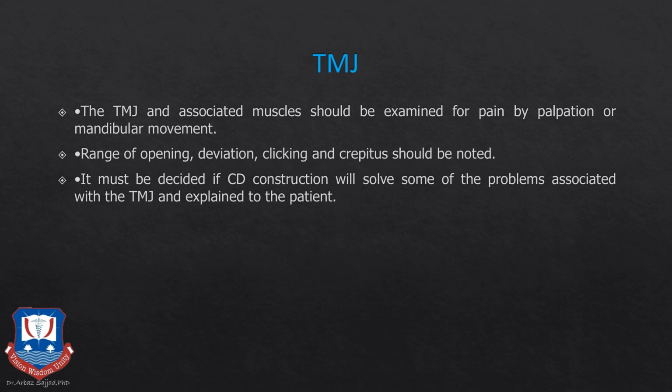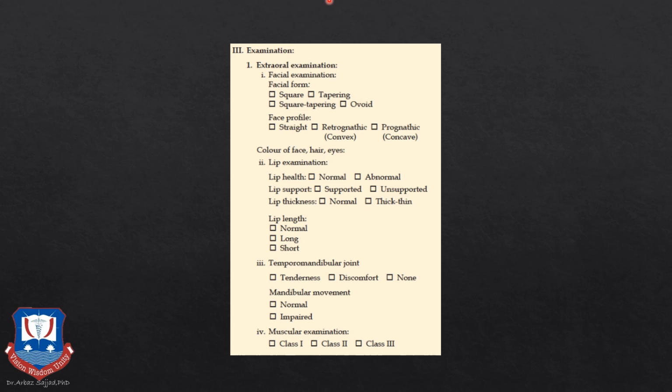Coming to the third external examination, that is, examination of the temporomandibular joint complex and its associated muscles. They should be examined for pain by palpation or by asking the patient to do mandibular movements. The range of opening of the mandibular movement, any deviation, clicking, or crepitus should be noted. It should be decided if the CD construction will solve some of these problems associated with the TMJ, and the same should be conveyed to the patient. This is how extraoral examination works: examination of the face, facial form, profile, examination of the lip, examination of the temporomandibular joint, as well as examination of the musculature.